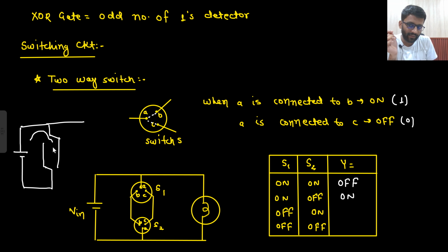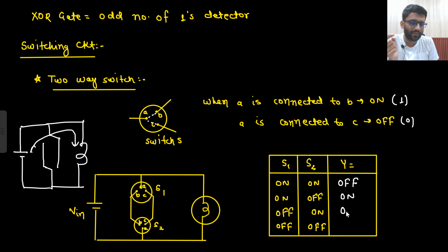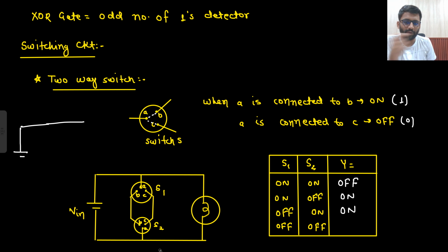So will any current come here? Because this is open circuit, no current will come here. This is also open circuit. No current will flow here. So the current will flow in this manner, and the bulb will turn on.